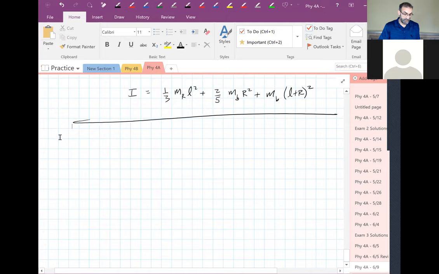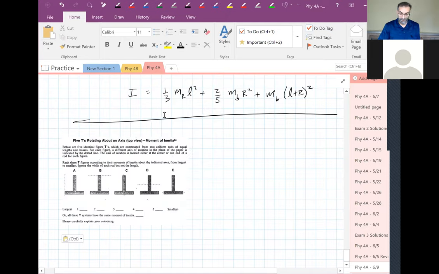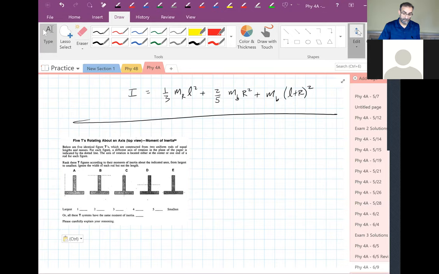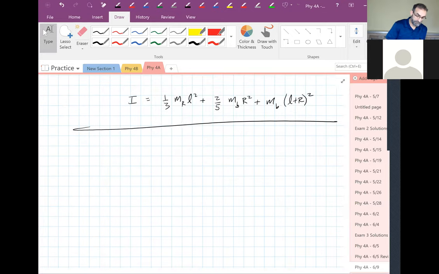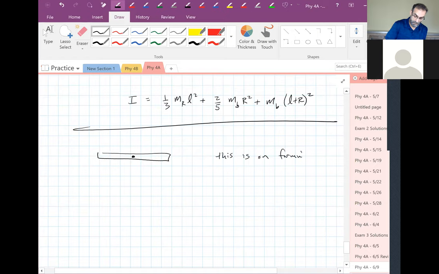We use the parallel axis theorem anytime we don't find what we're looking for on the formula sheet. So let's just do a few examples. Thin rod rotating about center point. It's on the formula sheet. You're done. Don't need the parallel axis theorem, right?